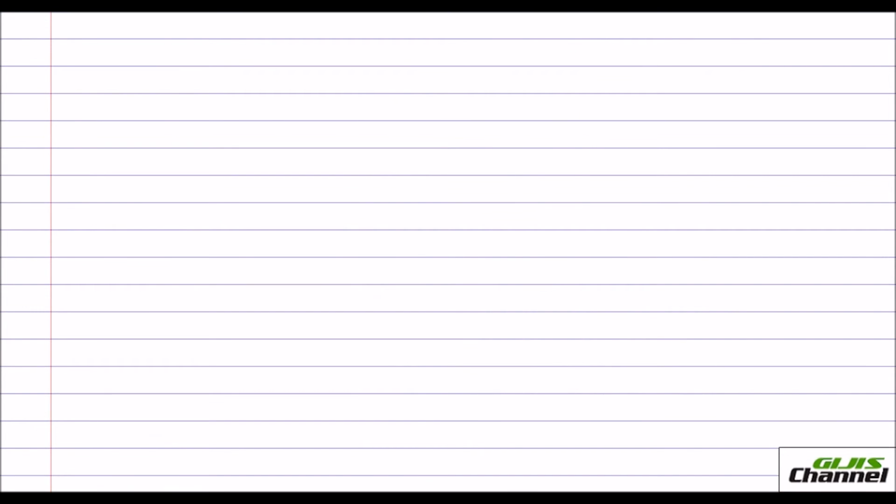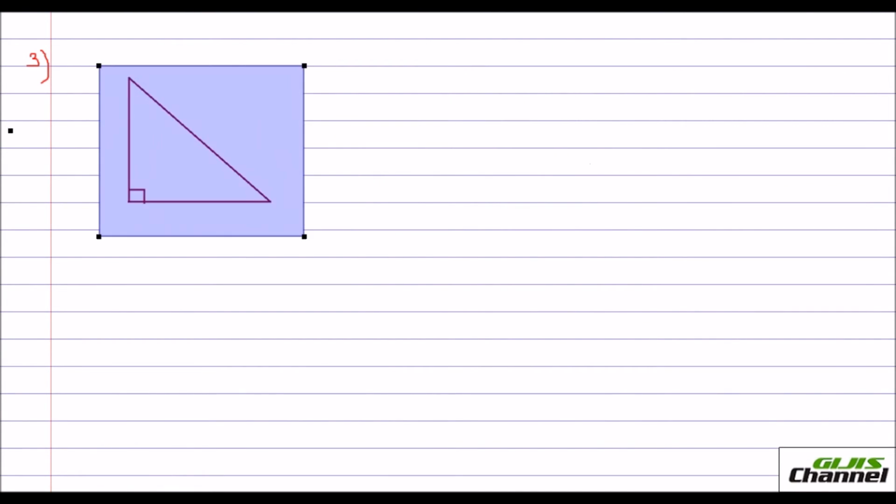Next problem, the third one, is to find out the angle. The angle is not given. Instead, they have given you the adjacent and the opposite side. So this is theta here. If your theta is here, you know your adjacent side is this and the opposite side is this. The values given are 8 and 11.